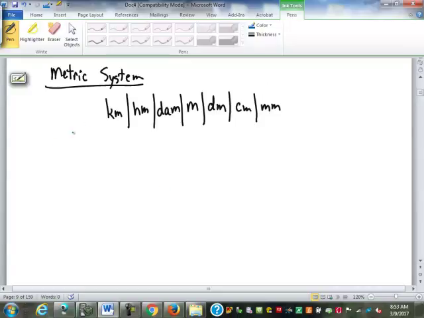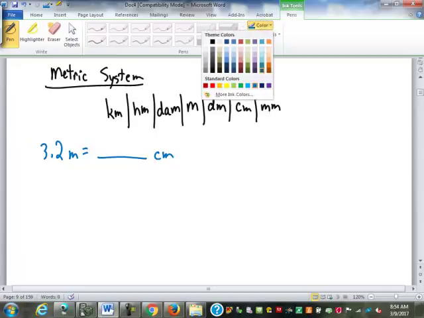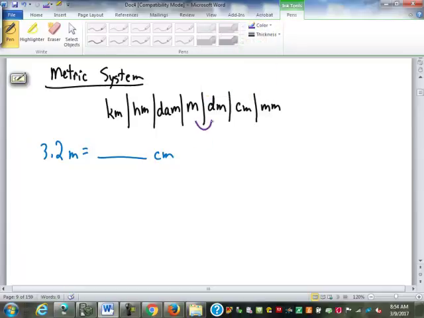Okay, so now we have 3.2 meters going into centimeters. From meters to centimeters is 2 spots to the right. So to make that conversion, we move the decimal point 2 spots to the right. We added a 0. It's 320 centimeters.